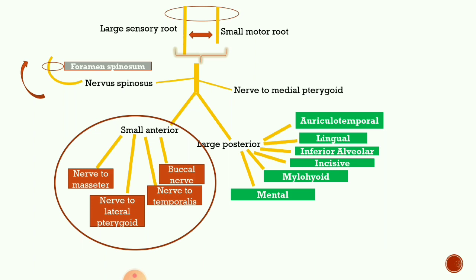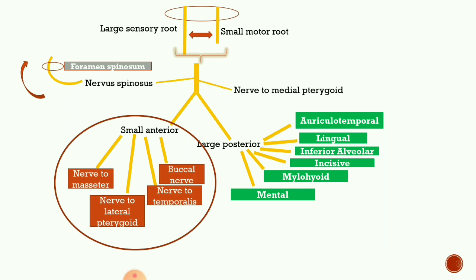So the small anterior branch is divided into four sub branches: nerve to masseter, lateral pterygoid and temporalis, that is all the three muscles of mastication except medial pterygoid, and the fourth nerve is the buccal nerve. Whereas the large posterior branch is divided into the auriculotemporal nerve, then by sequence if we go, lingual nerve, then inferior alveolar nerve.